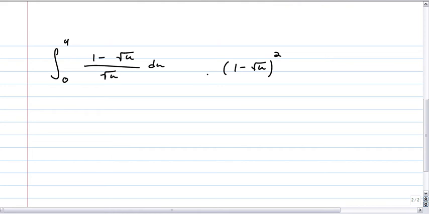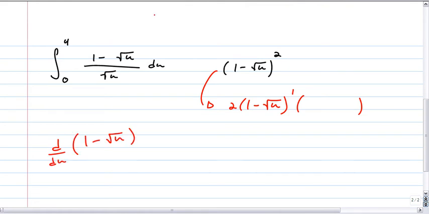Okay, so if I took the derivative of that, that would be 1 minus root u to the first times the derivative of the inner. Okay, well, what's the derivative of 1 minus square root u? Well, the derivative of 1 is just 0. So it'll be 0, take away u to the 1/2. So it would be minus 1/2 u to the negative 1/2, which is negative 1 over 2 root u.